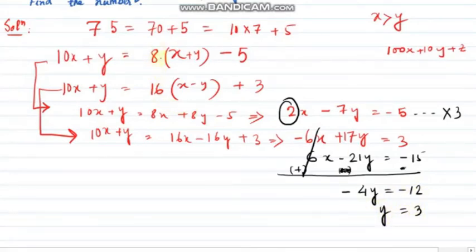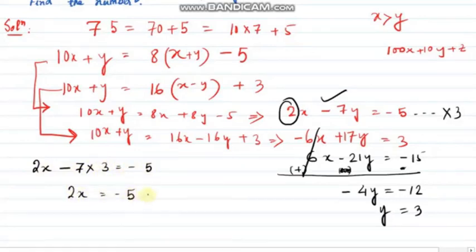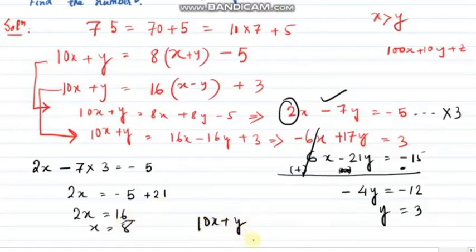So y will be equal to 3. If I choose any of the equations, suppose I choose this equation and put the value of y as 3, so 2x equals minus 5 plus 21, so 2x equals 16, x equals 8. So just check what we need to find out. We need to find out the number, and the number is 10x plus y. Don't calculate only x and y and leave the example. So it will be 10 into 8 plus 3, so it will be 83.